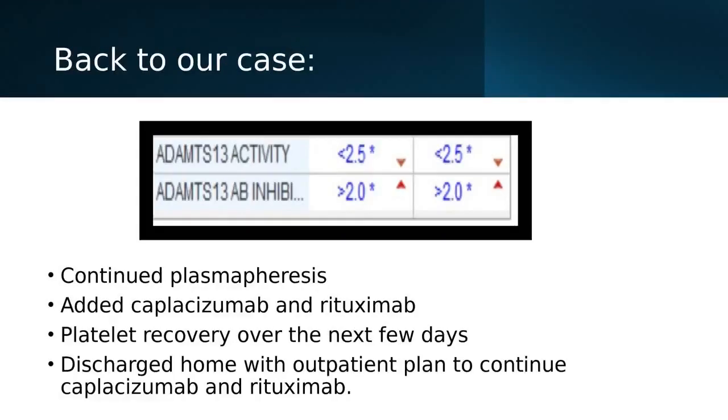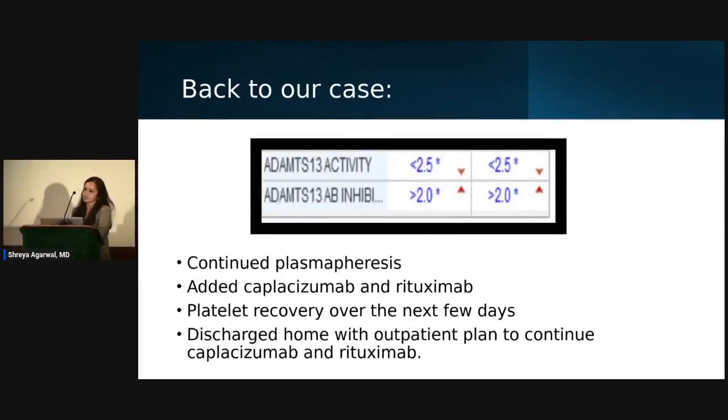So finally, these were the results. Her activity was less than 2.5 and inhibitors were more than 10%, so clearly in alignment with immune TTP. At this point, we did decide to continue plasmapheresis. We added caplacizumab and rituximab, and that resulted in quick recovery of platelet counts. Once we added caplacizumab, she was off plasmapheresis within 2 days, and she was discharged home within 3 days. Then we continued caplacizumab and rituximab outpatient. And that's all I have.